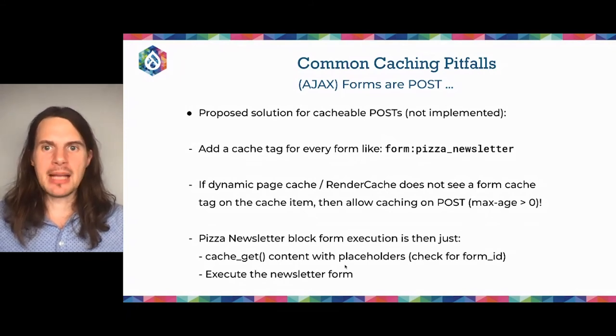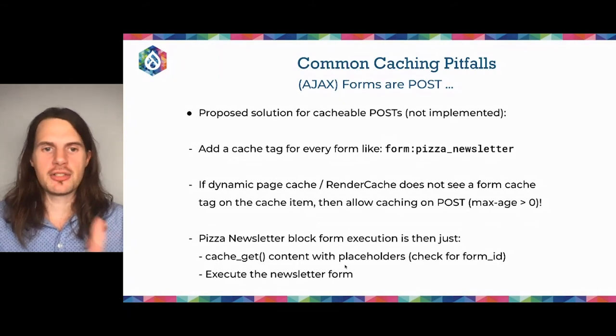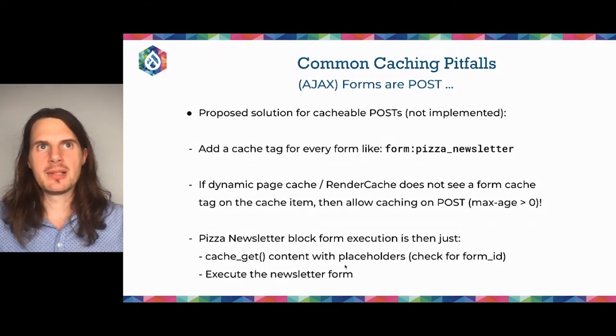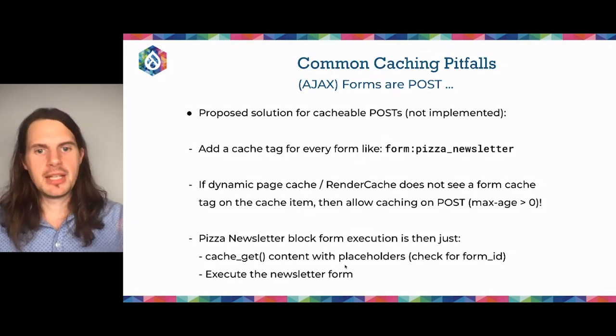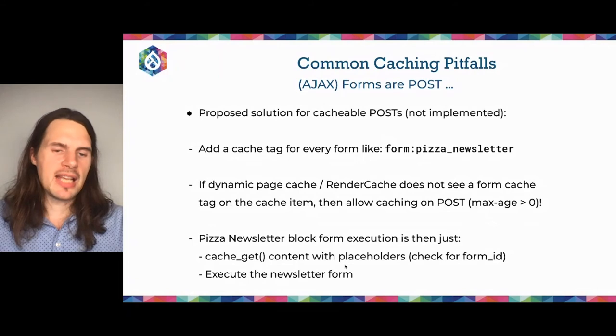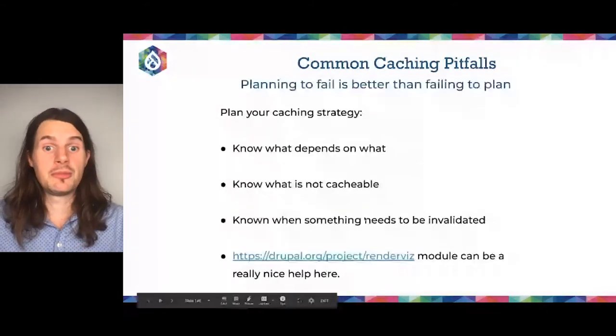Other coming caching pitfalls: plan your caching strategy. Now what depends on what? Dependencies are essentially, when does this expire? Always think about that again. Ask yourselves the question, what does core need to know to refresh this cache? Know what's not cacheable, create placeholders for it. And then know when something needs to be invalidated, know your variations. And then there's a nice module by Vim, the renderverse module, and it can be really, really nice help for you.